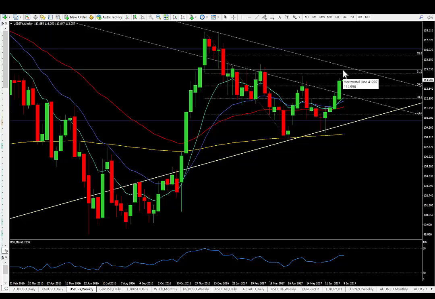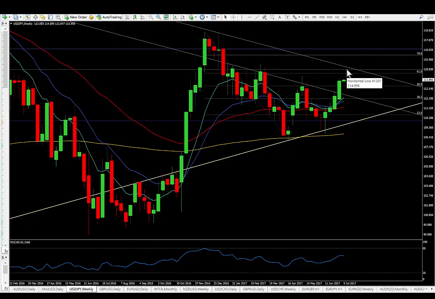Given that the overall context of the monthly and the weekly, as I'm now describing, is trying to effectively get higher, then for me this is potentially where price is trying to aim for, which is the 115 level.